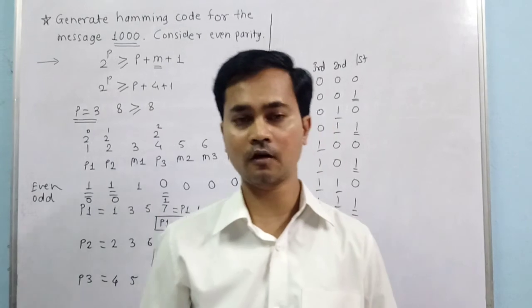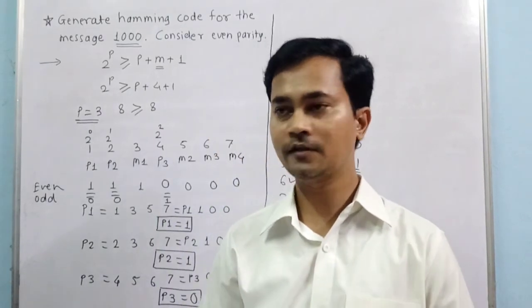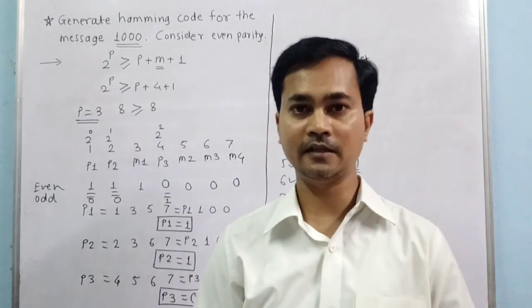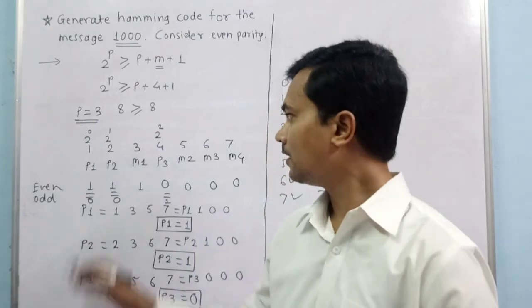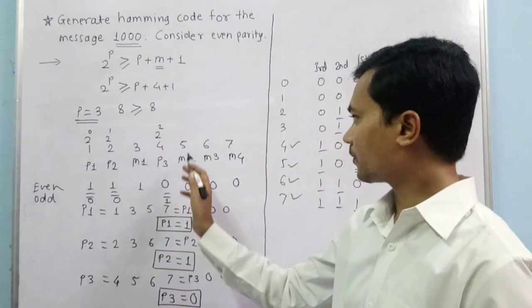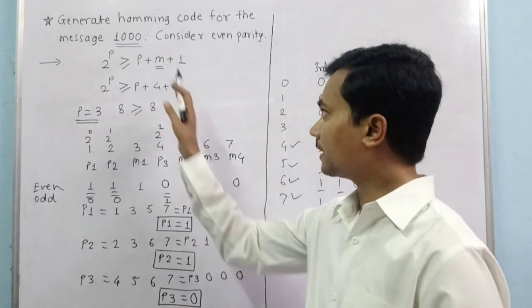So likewise you can form any Hamming code using the given message bits. I hope you understood how to form the Hamming code from the given message bits.